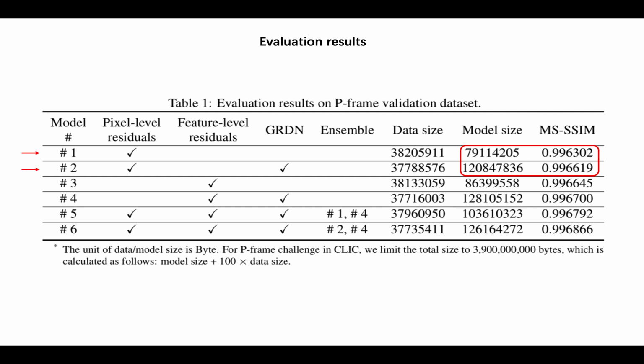The evaluation results on the CLIC P-frame validation dataset are shown in the table. Each model contains two submodels trained with different lambda. Given the target file size, a knapsack solver is used to perform bit allocation among the frames in the validation dataset. GRDN is our post-processing network. We can observe that GRDN improves the performance of the model with pixel residual coding, but the decoder size is increased by about 50%.